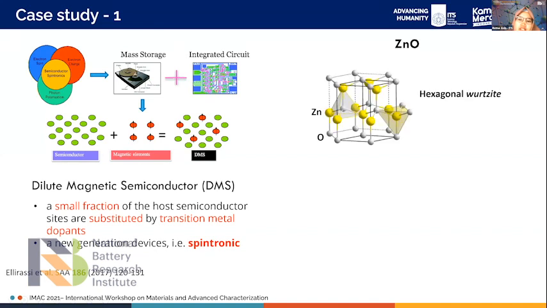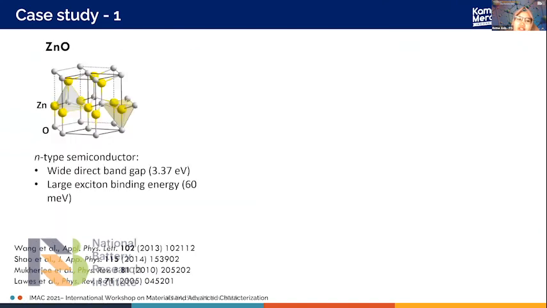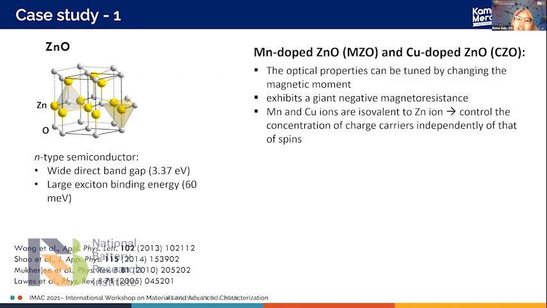And zinc oxide itself has some crystal structure polymorphs such as hexagonal wurtzite, zinc blende, and also rock salt. And the zinc oxide that we prepare in this study is this one, which has the hexagonal wurtzite structure. And this zinc oxide in particular is fascinating. This is an n-type semiconductor with wide direct band gap and large exciton binding energy.